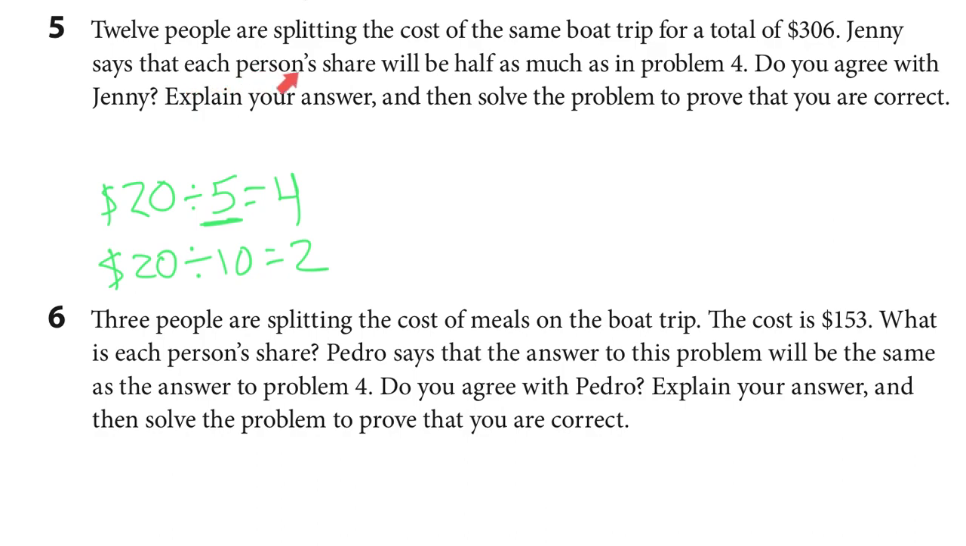Jenny says that each person's share will be half as much as in problem 4. Do we agree? Well, our example says that is true, that if we double the number of people that are paying, each person will pay half as much. I do think it would be worth doing the math, though, to figure it out. So I would, I'll switch colors here, I would take the number that you're supposed to use, 306, and divide that by 12. But I bet you that this number right here is going to be half of the answer in number 4. I'm going to leave that to you.